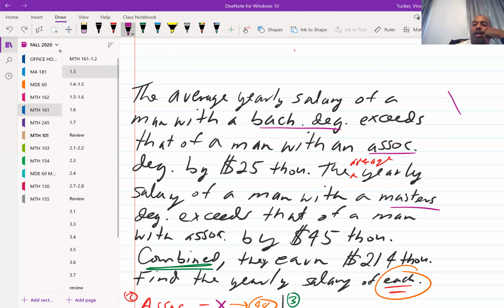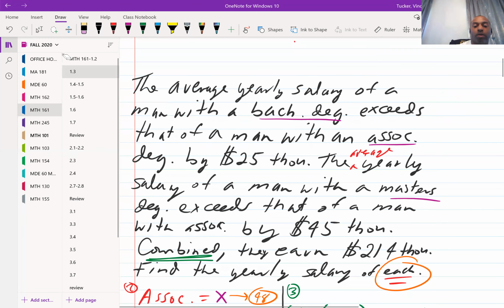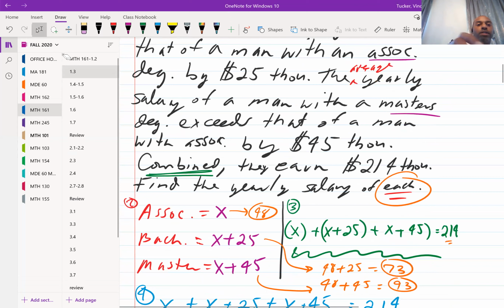So we want to write each one of those unknowns in terms of one variable. So let's say we decide to use X. We don't want to use X for the bachelor's degree, Y for associates, and Z for masters. We want to write all of them in terms of X. So if you notice, both the bachelor's and the master's are described in terms of the associate's degree. So we can write them in terms of that.